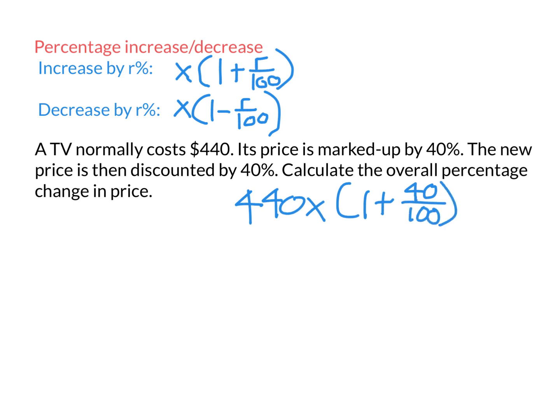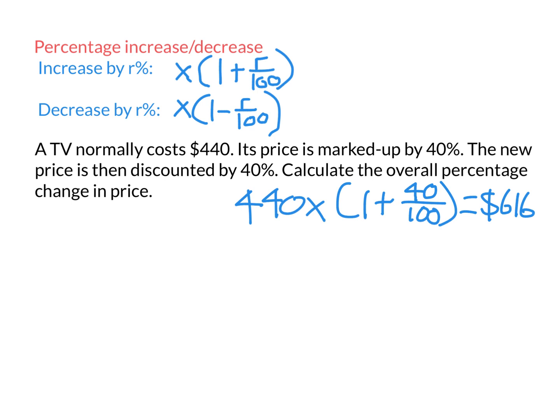So what are we actually doing here? 1 plus 40 over 100 is 1.4 or 140%. If you're increasing by 40%, you're taking 100%, the whole lot, adding another 40%, you've now got 140%. So we are essentially finding 140% of 440. If you put that on your calculator, you get 616. So that's what the TV will cost after the markup.